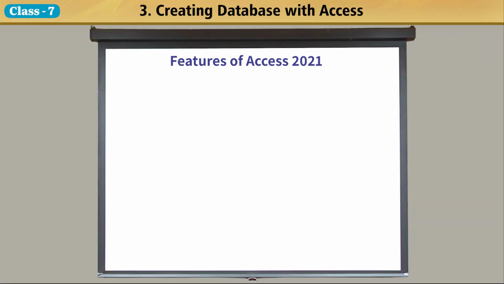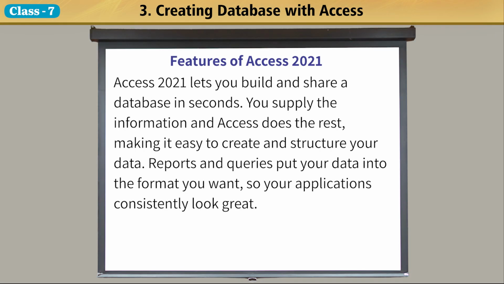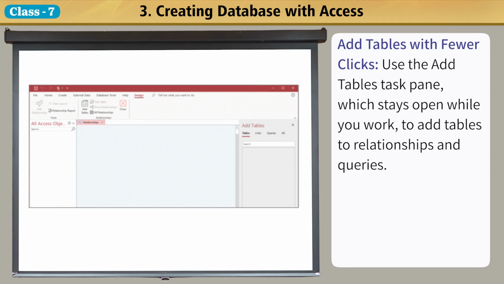Features of Access 2021. Access 2021 lets you build and share a database in seconds. You supply the information and Access does the rest, making it easy to create and structure your data. Reports and queries put your data into the format you want, so your applications consistently look great. Let's explore its remarkable features. Add tables with fewer clicks. Use the Add Tables task pane, which stays open while you work, to add tables to relationships and queries.